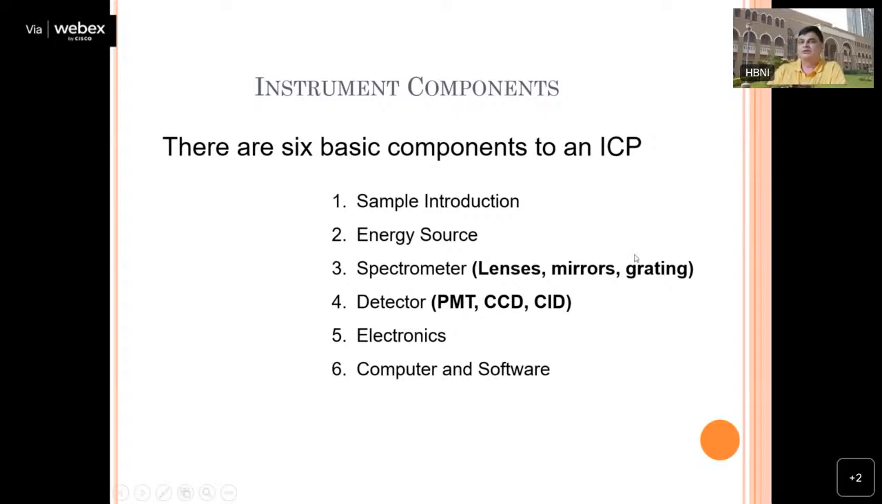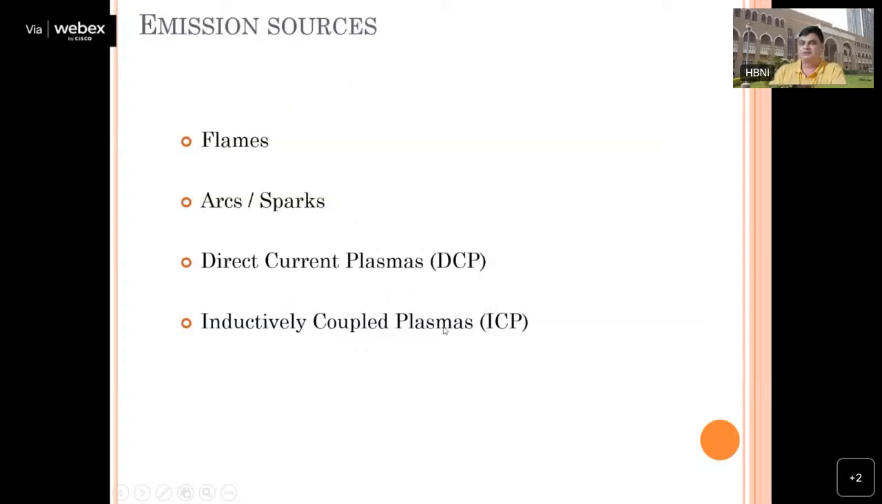There are basically six basic components of an ICP: sample introduction, energy source, then the spectrometer, which consists of a lens, mirrors, and a grating, and detectors. Detectors can be a photomultiplier tube, or a charge coupled detector, that's CCD, or a CID. Then the associated electronics, and then the computer and the software. So these are the six major parts of the system.